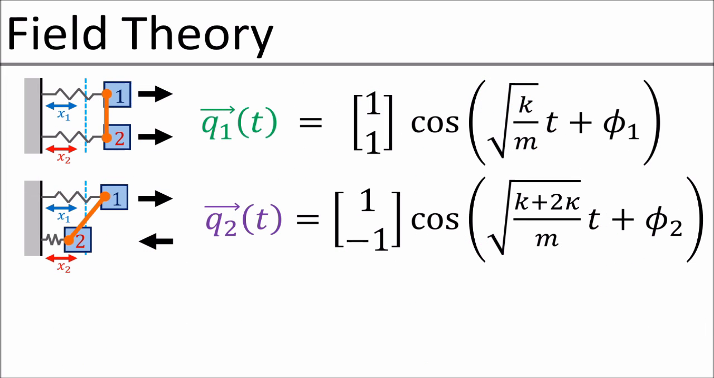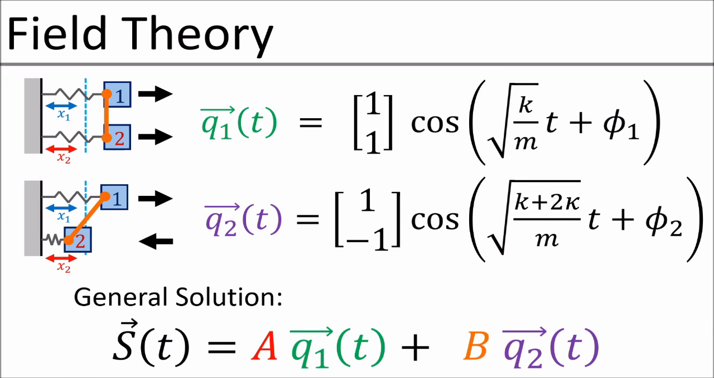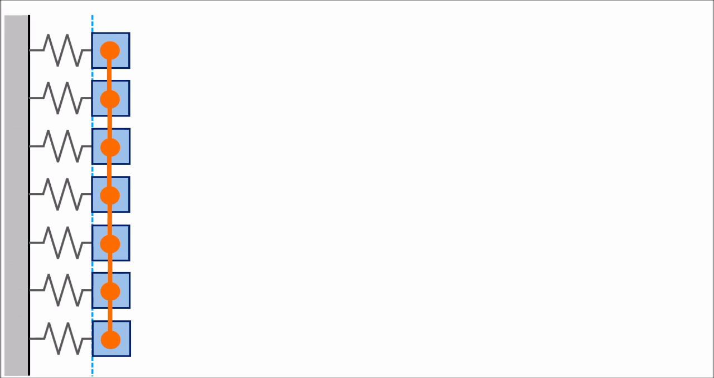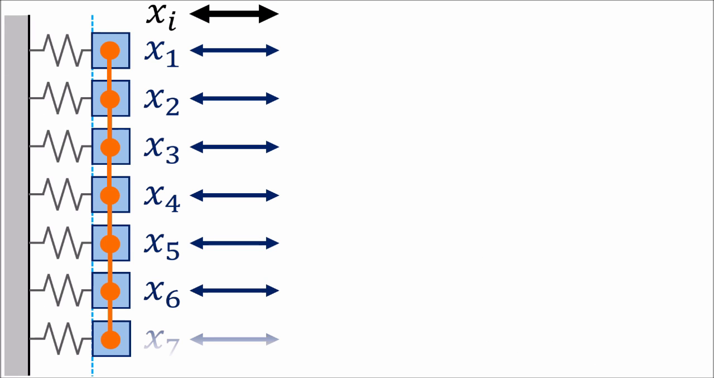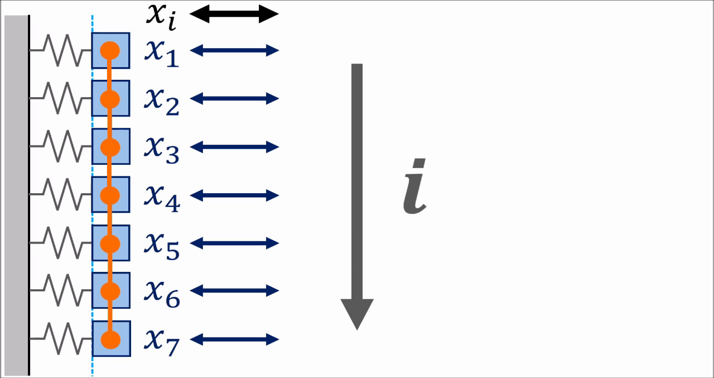Since these two solutions are completely independent, we can add them together in arbitrary linear combinations to get a general set of solutions for the system. If we continue to add more and more oscillators, each labeled with a position xi, where i is an integer, we get an infinite field of oscillators.